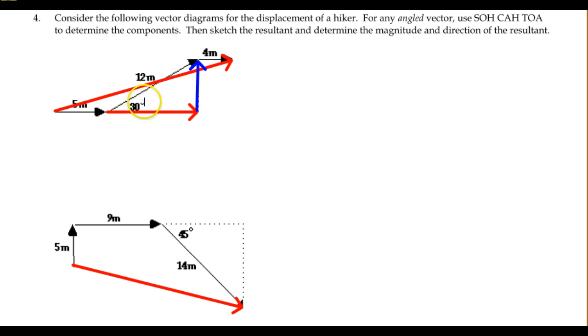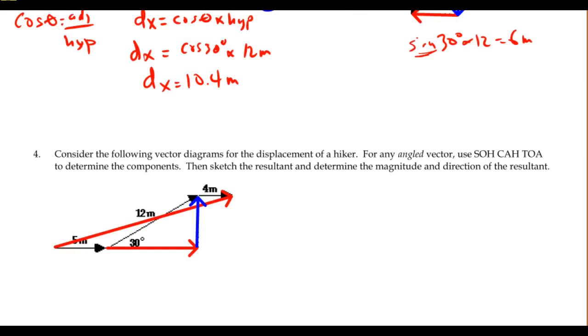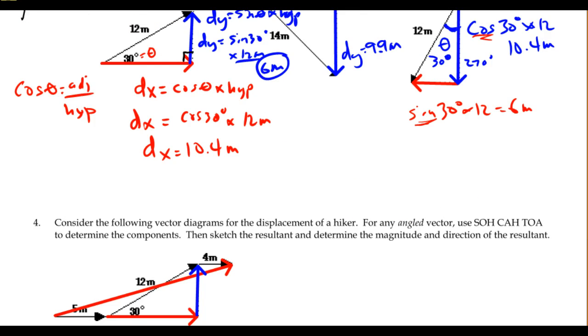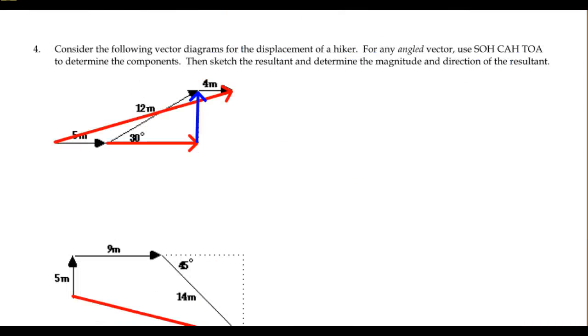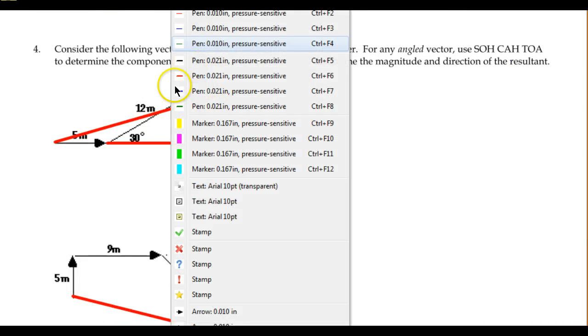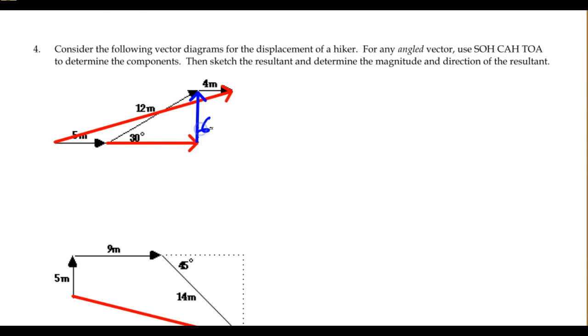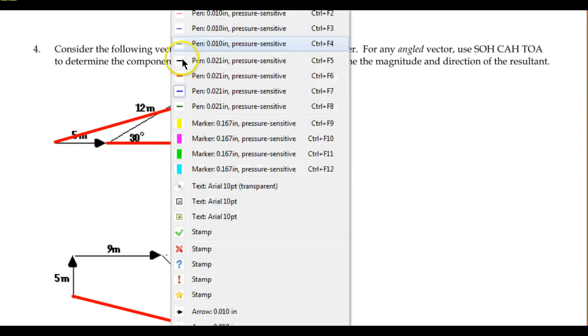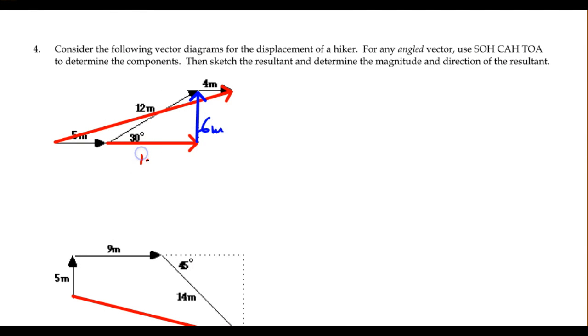Now this is 30 degrees at 12 meters. We've already done this up above. I'd refer you back to this section right here. dx is going to be 10.4 and dy is going to be 6. So this is 6 meters, and this one down here is 10.4 meters.